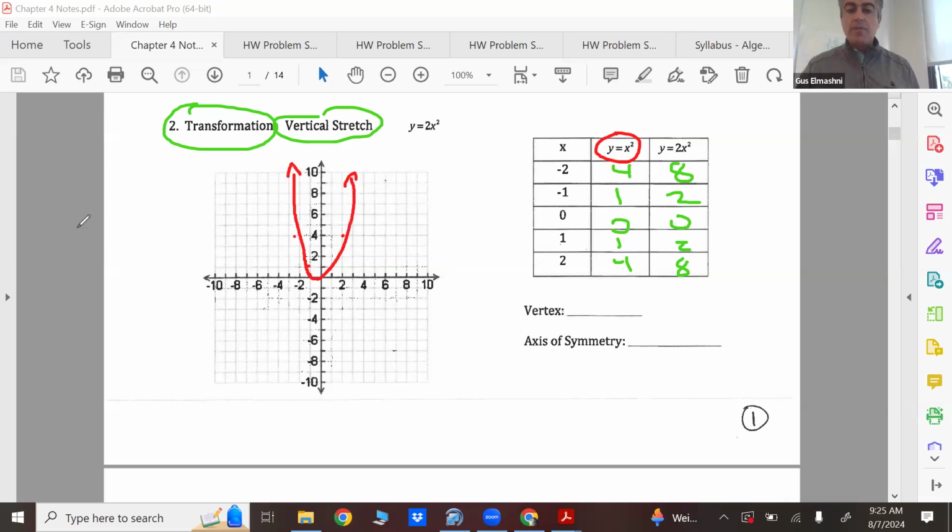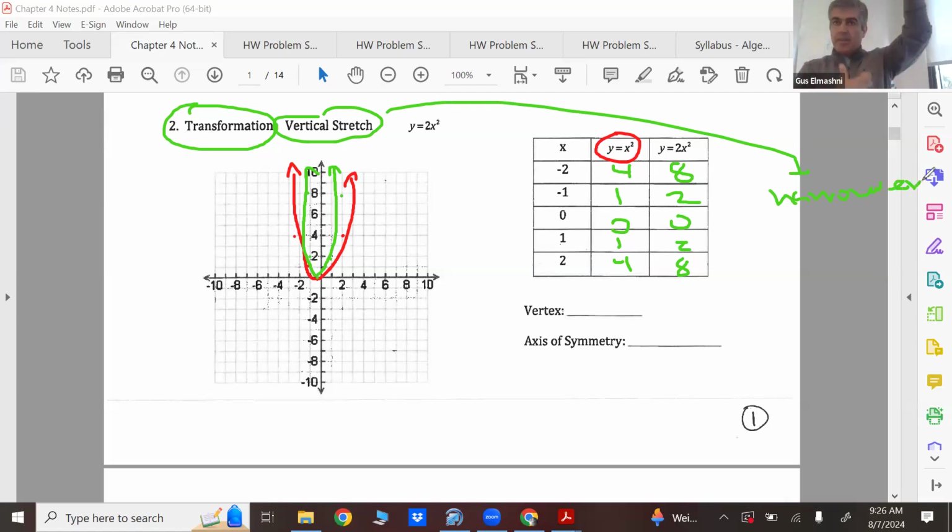Now let's do the transformed one in green. See how it gets skinnier? So with the vertical stretch, the graph gets narrower. As it should, because you're stretching it vertically, right? So the vertex is still 0, 0. The axis of symmetry is still x equals 0. That didn't change. We just made the graph skinnier. That's all, or narrower. Or you can think of it like this.